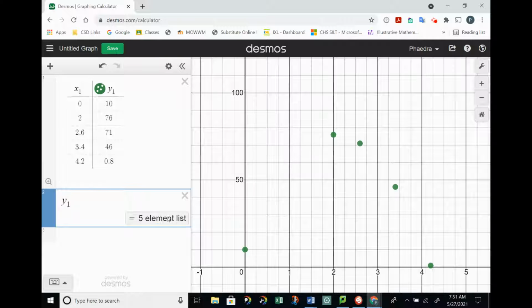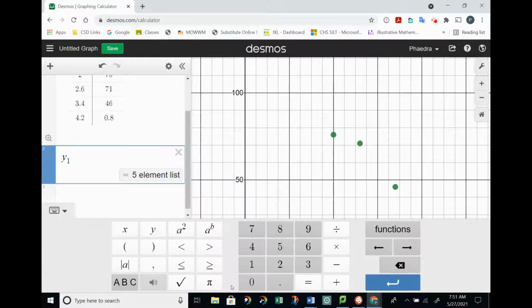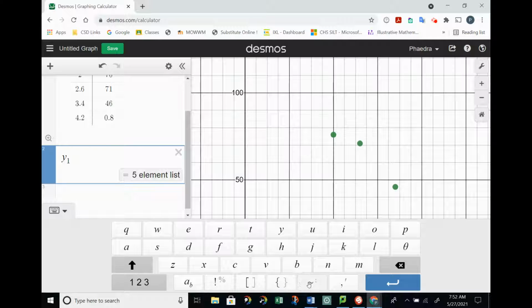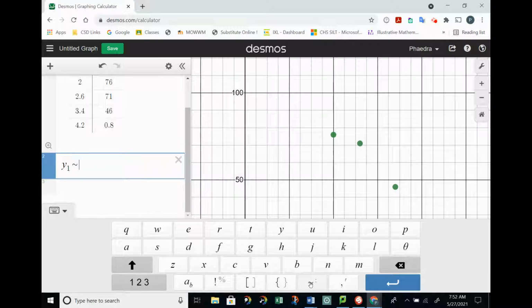So now I've got y things. This 5 elements here just means there are 5 things in that list. Now I have to type the little tilde. To find the tilde, you can go to your keypad and then go to ABC, and you can see the tilde right there. Or you can look on your keyboard, right above the tab button, between escape and tab, and you'll have to hold shift. So it's either one.